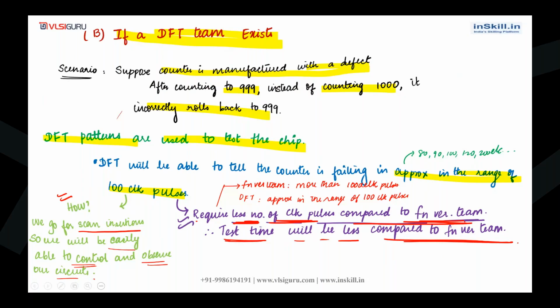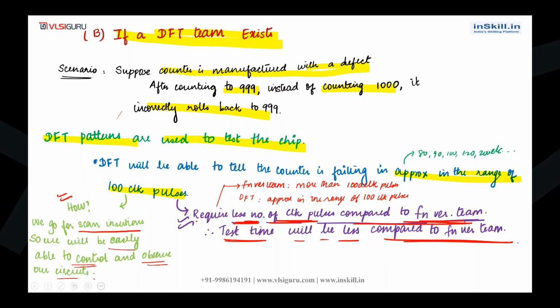When we do the regular course, we will cover the scan insertion topic in more detail, and at that time we will be able to understand this point. As of now, just remember that in this particular case, the functional verification team requires more than 1000 clock pulses, whereas DFT team requires approximately in the range of 100 clock pulses itself, somewhere around 80, 90, 100, 120, 200, like that.